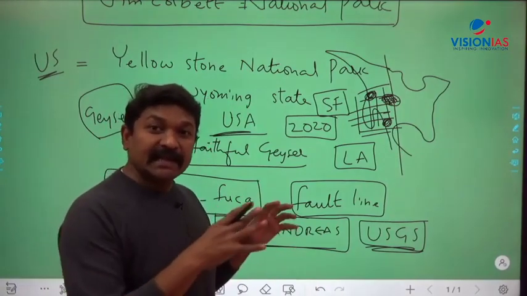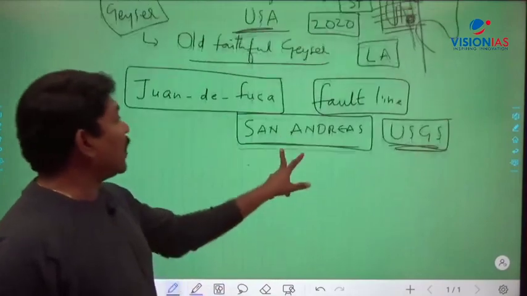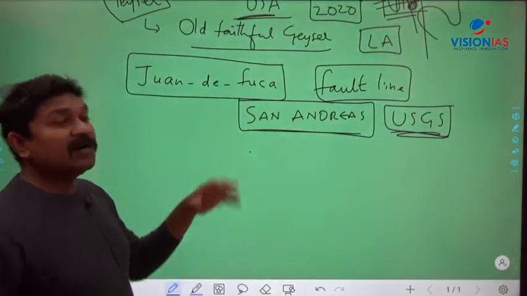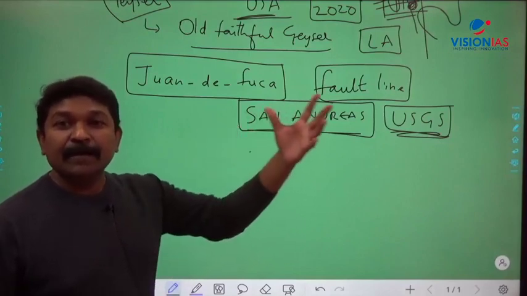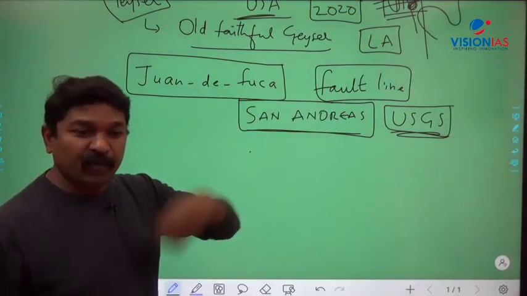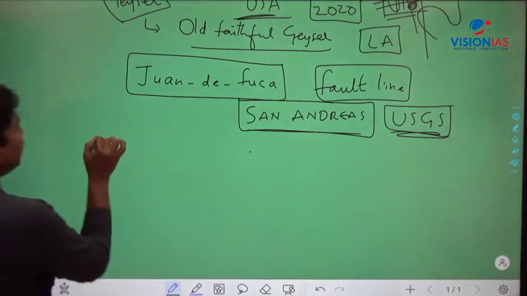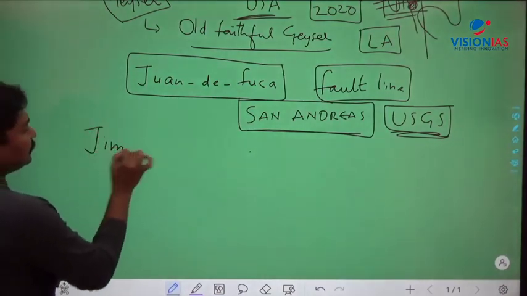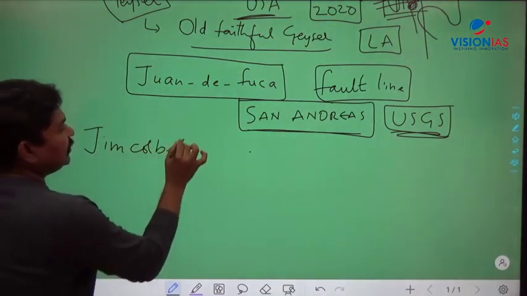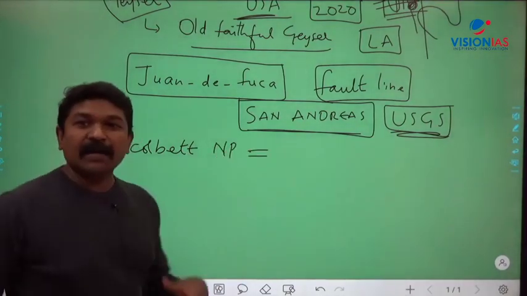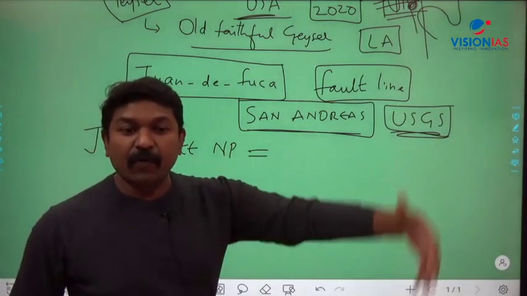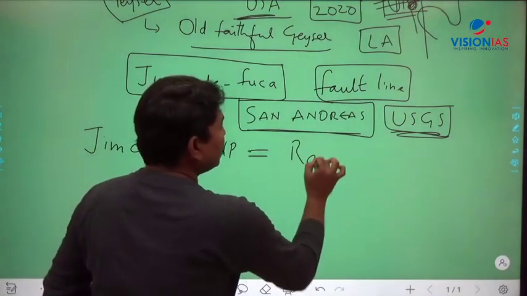This is regarding the national park. The world's number one, the first national park, is Yellowstone National Park. Based on that concept, we in India started the national park called Jim Corbett National Park. Within the Jim Corbett National Park, the river that flows is called Ram Ganga.